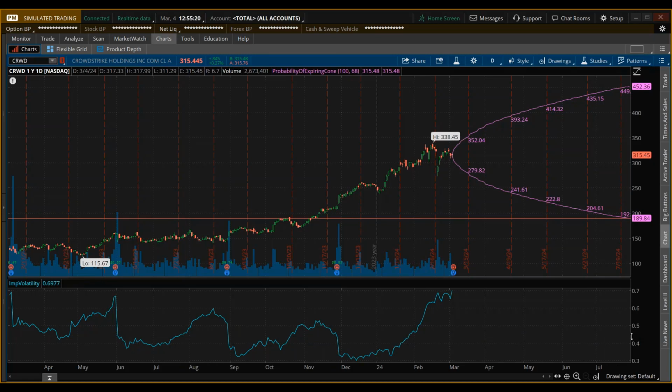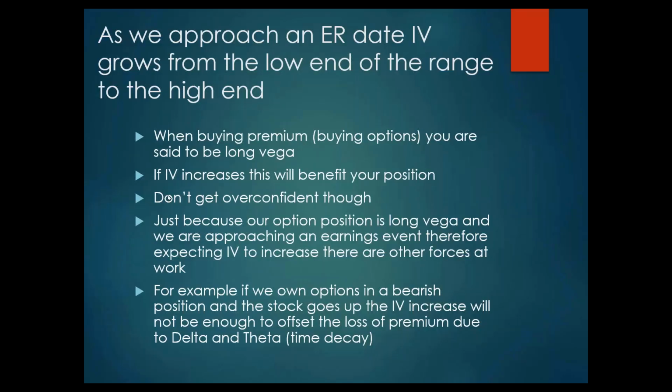Okay, I'm reading the numbers over here. The range is like 30 to 70, with the midpoint maybe around 40. It's debatable, whatever you want to call the midpoint of this, the normal range, if you will. If IV increases, this will benefit your position.